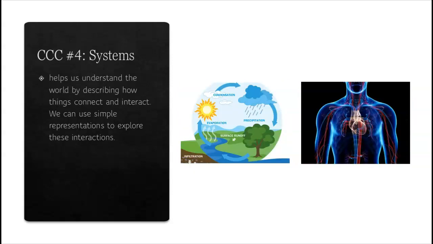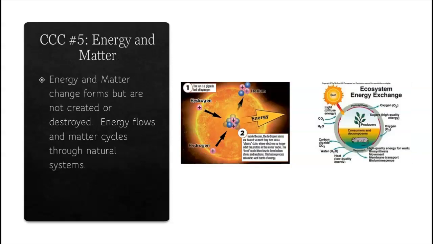Next is systems. So this is describing how things connect and interact. You're probably familiar with the water cycle or the circulatory system. We're talking about how these different pieces, so trees in the water cycle, streams in the water cycle, the sun, how those different pieces come together to make an entire system that functions.